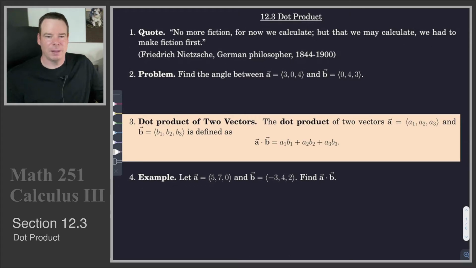Hi everyone, welcome back. In this section we're going to introduce the dot product for two vectors. So we're going to start with a concrete problem. We want to find the angle between these two vectors. So let's get a sketch for what these vectors look like.